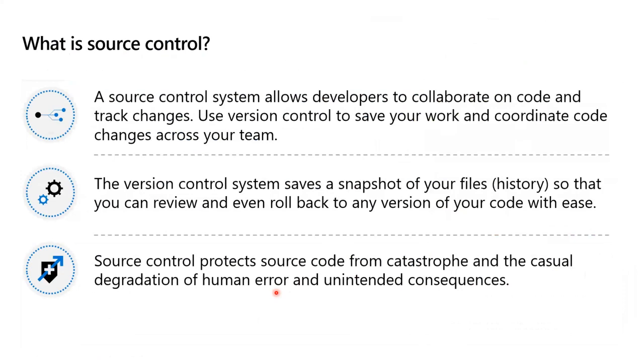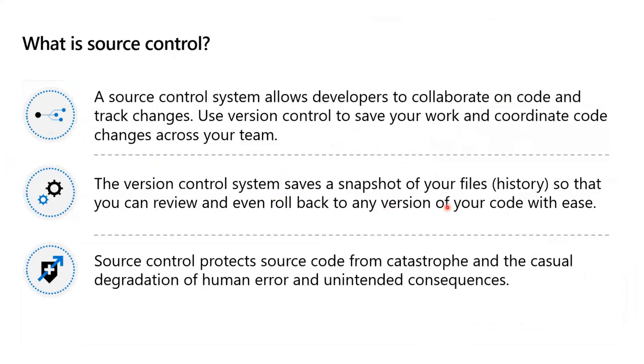And if we have multiple versions of this specific project, why don't we store it in a YAML file that can be part of a version control system? This lets me have multiple versions of that specific process. So a source control system allows developers to collaborate on code and track changes. Use version control to save your work and coordinate code changes across your team.